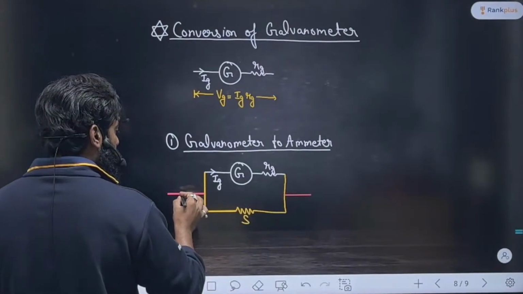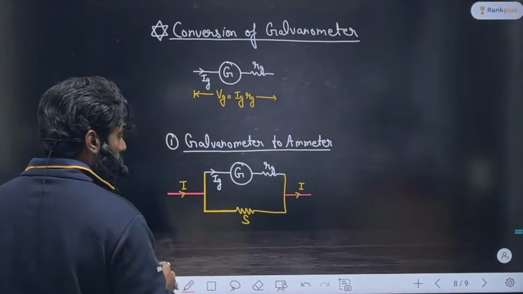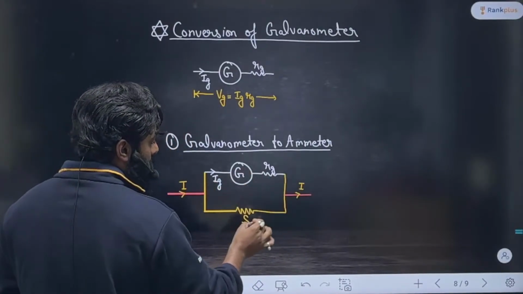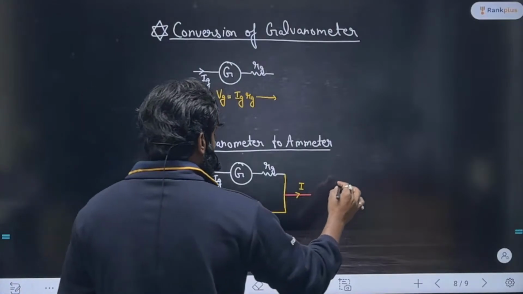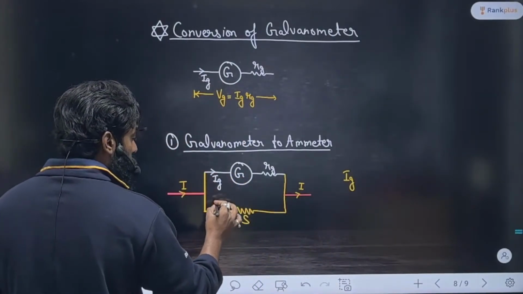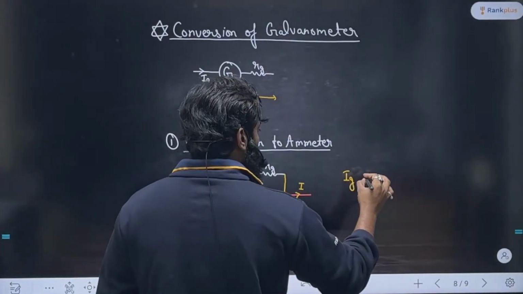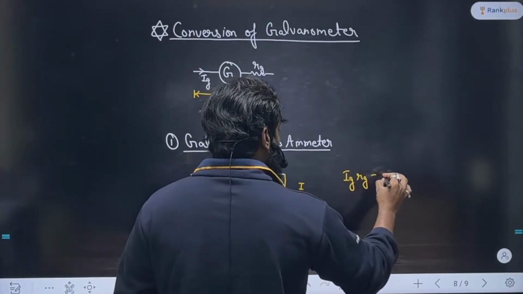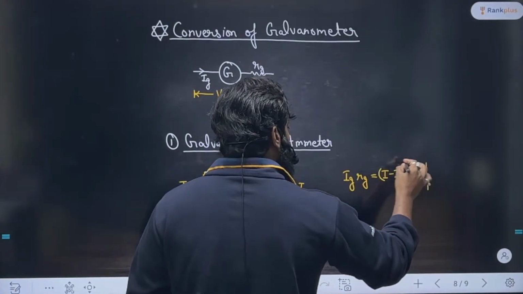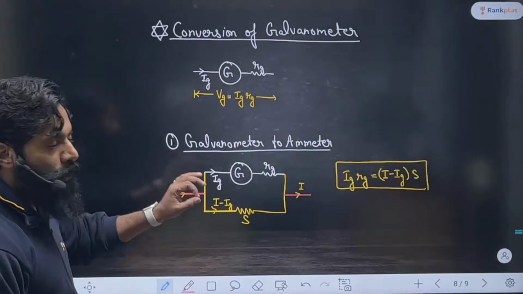This is a shunt wire, and if I current is flowing through it, you can say that the voltage on this side will be equal to the voltage on this side. So if Ig current is flowing through this side, the I minus Ig current will flow through this side. So IgRg will be equal to (I minus Ig)S. This is a very, very important equation which you have to keep in your mind.